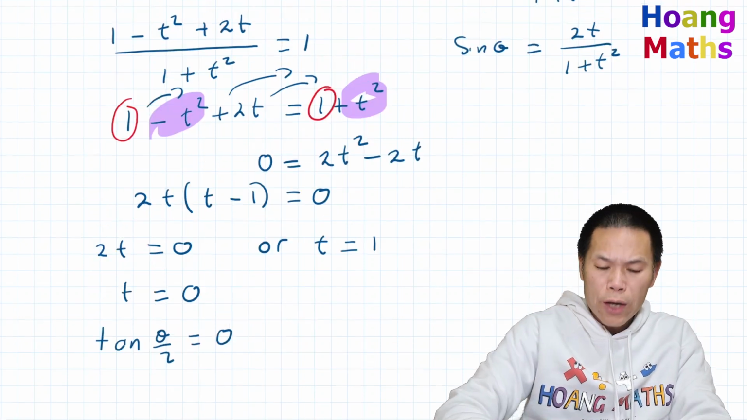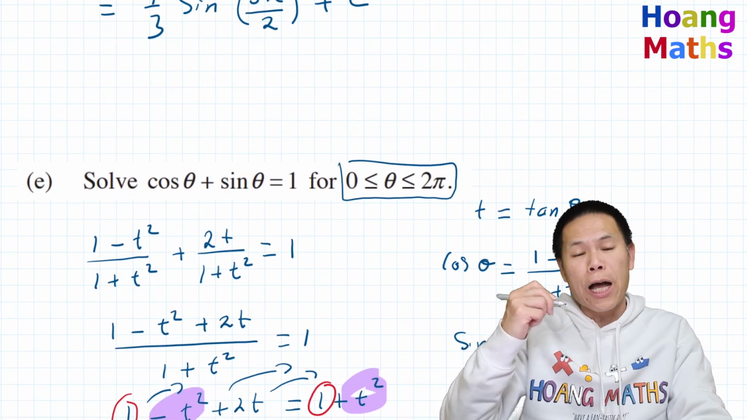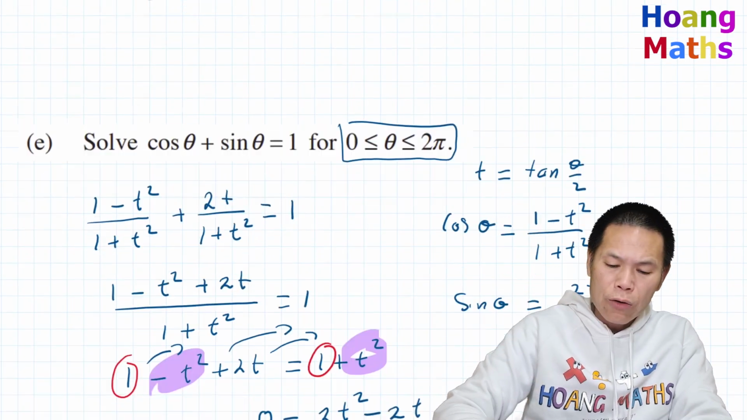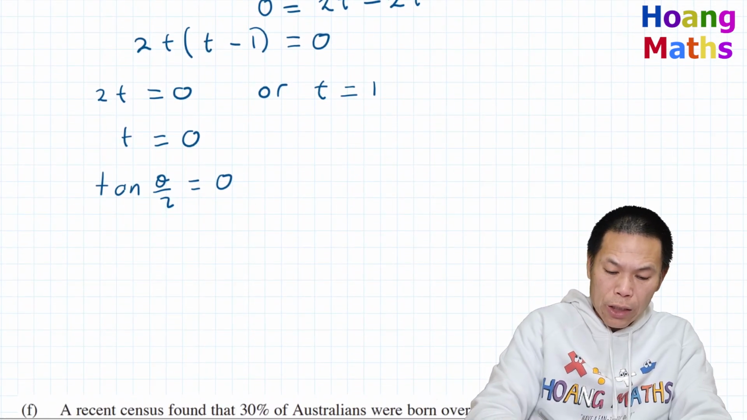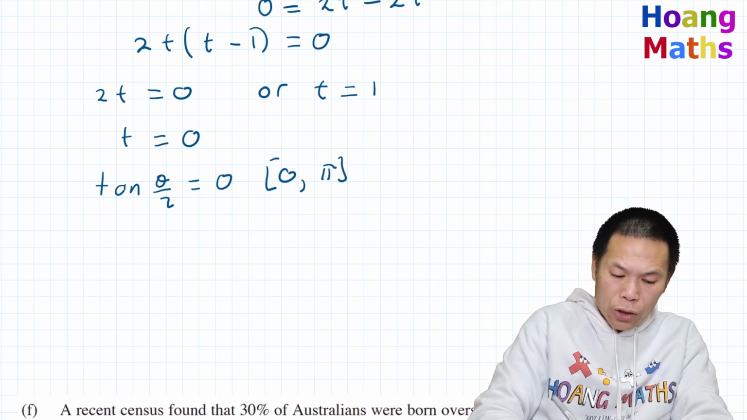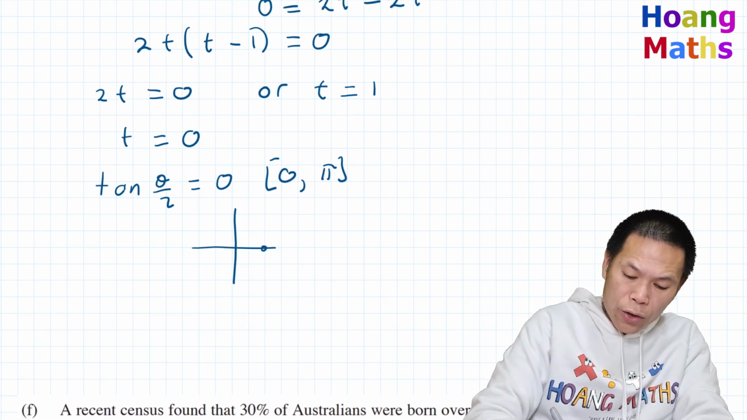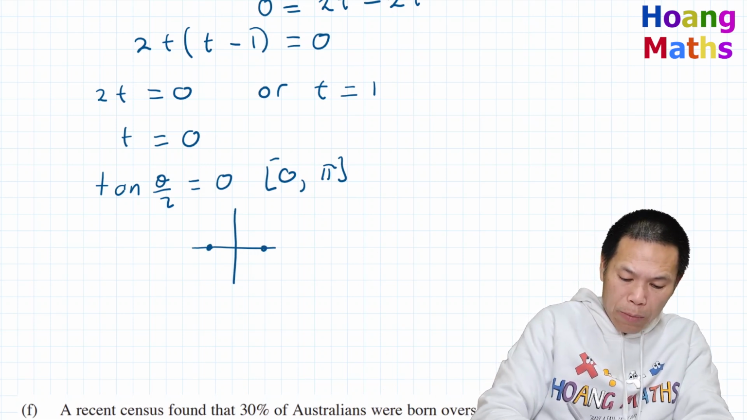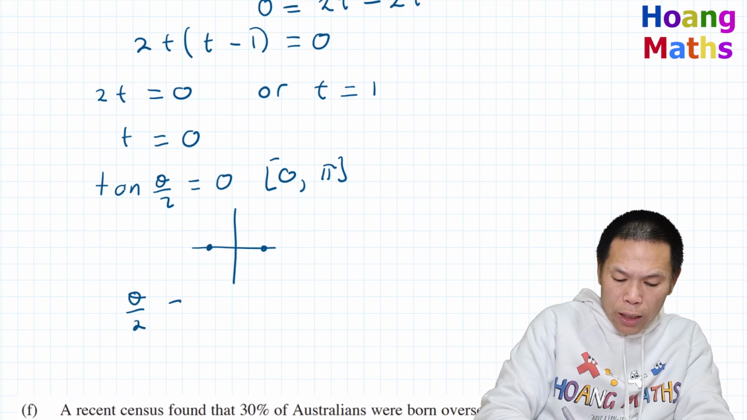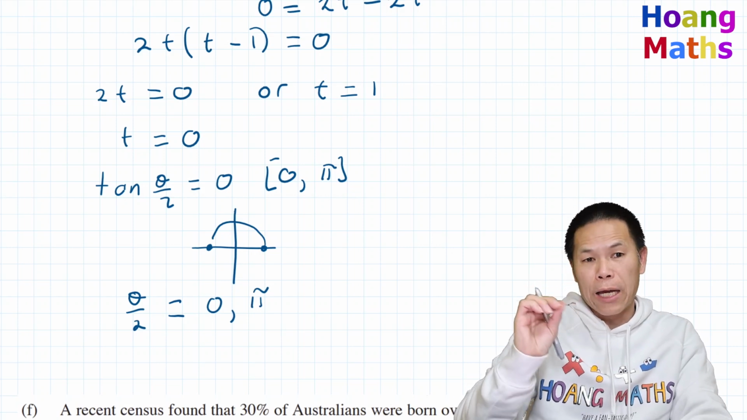And we need to solve the angle between 0 to 2 pi for angle theta. Now we only have theta over 2. So we need to change the domain. So that becomes 0 and 2 pi divided by 2 is pi. So keep that in mind. So this means that tan of theta over 2 equals 0 will be right on the x-axis here. So that means theta over 2 is 0 or pi, because only between 0 and pi, and we stop there.